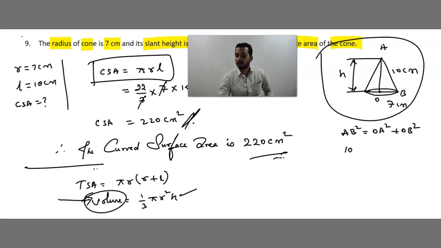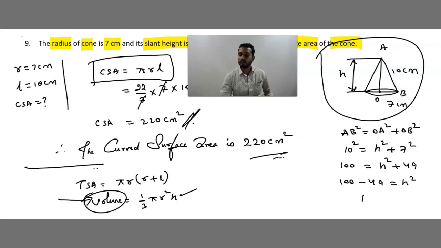Next, what is AB square? 10 square. OA, we don't know, that is h square. OB, 7 square. 10 square, 100 is equal to h square plus 7 square is 49. 100 minus 49 is equal to h square. H square is equal to 100 minus 49. How much? This is 51. So h is equal to root of 51. But there is no exact root for this. No need to worry, they will give the values so that you will get h value. Root value you will get. Don't worry. So by using that condition only they will give you. No need to worry. So what if they give root 51?